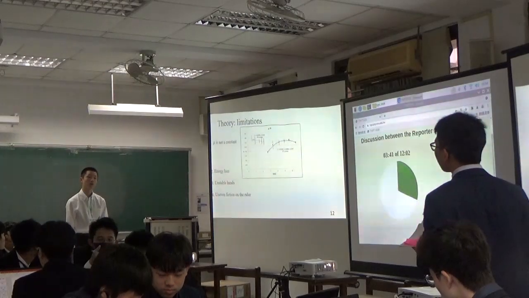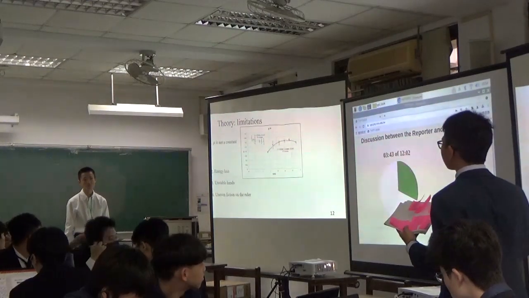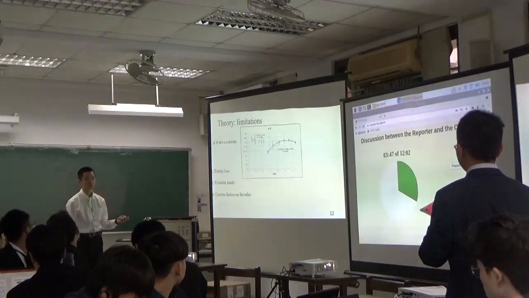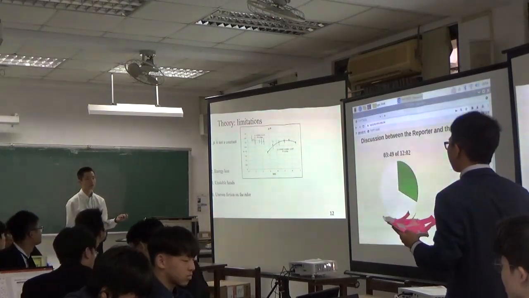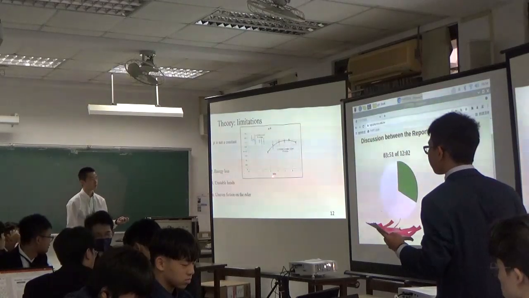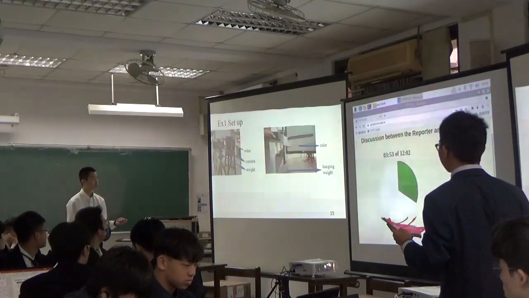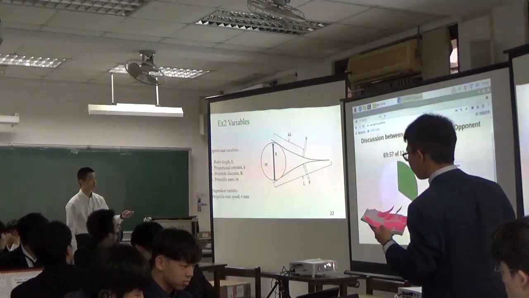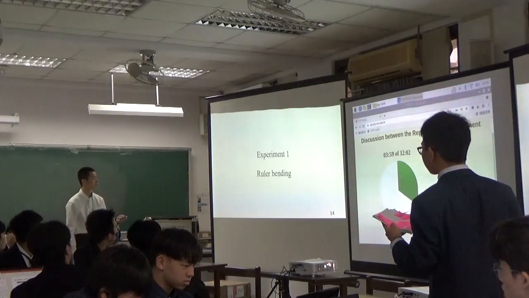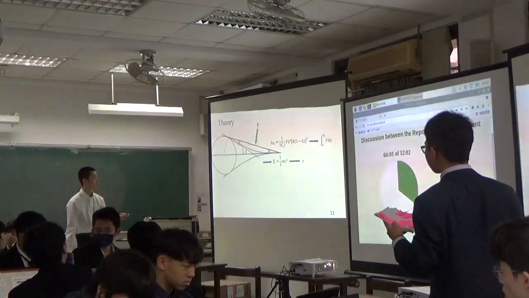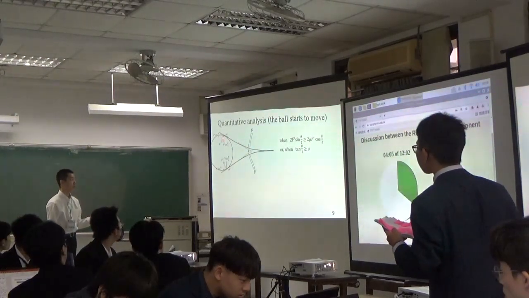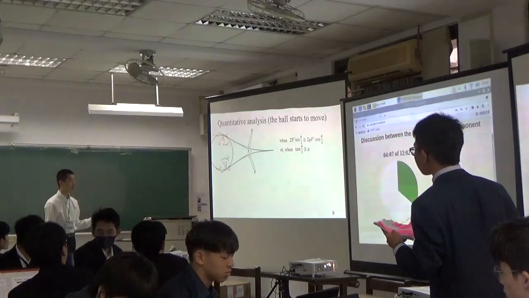You mean why this is not a constant? Is it the same? If the mass of the ball is different, it is not constant. The normal force. The normal force is between the ruler and the ball.